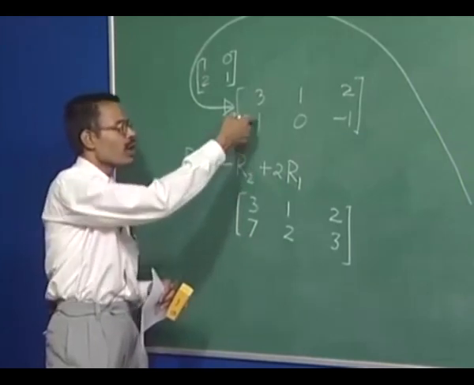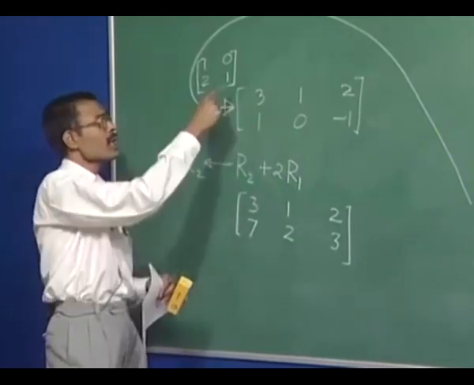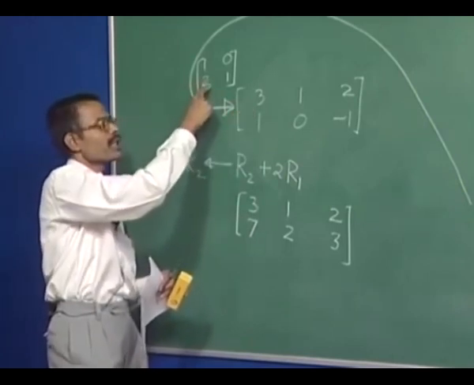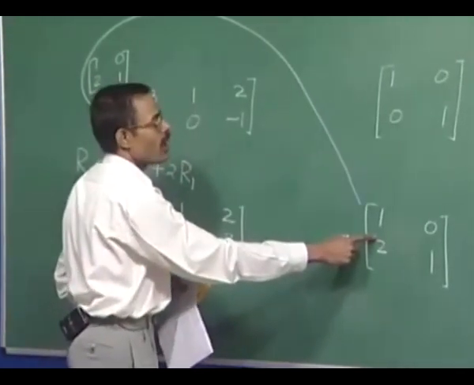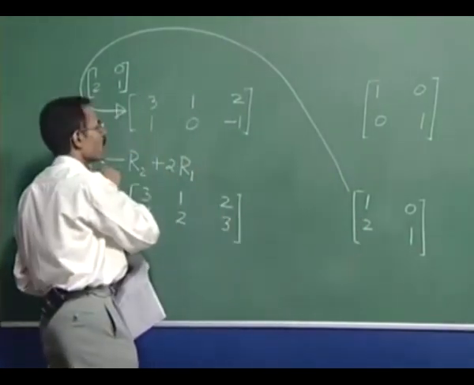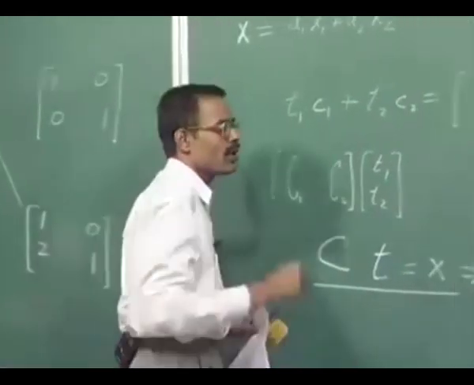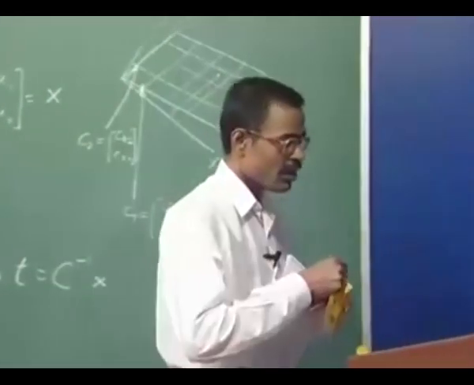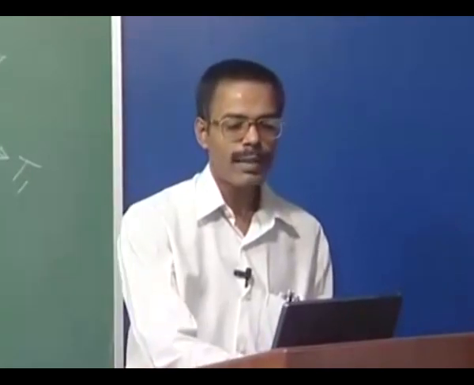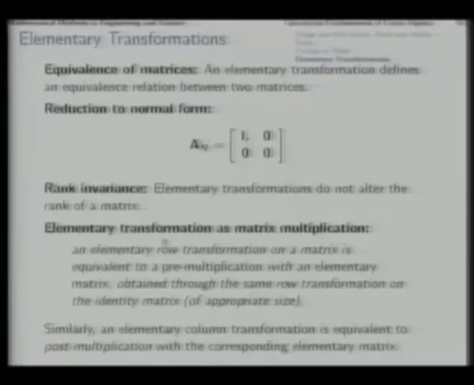row transformation on this matrix directly, or pre-multiply this matrix with this square matrix, which was found through the application of the same elementary row transformation on an identity matrix, and this matrix in that case is called an elementary matrix. So, we get this situation. An elementary row transformation on a matrix is equivalent to a pre-multiplication with an elementary matrix, and that elementary matrix is the one which is obtained through the same row transformation on the identity matrix of appropriate size.